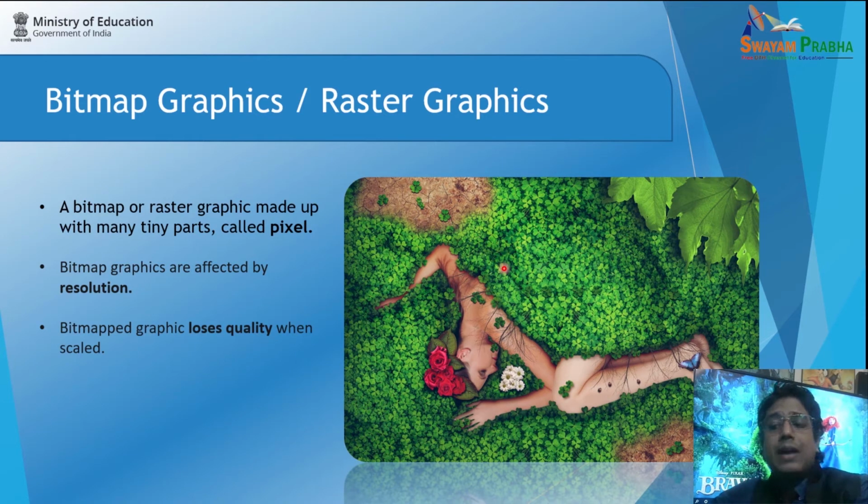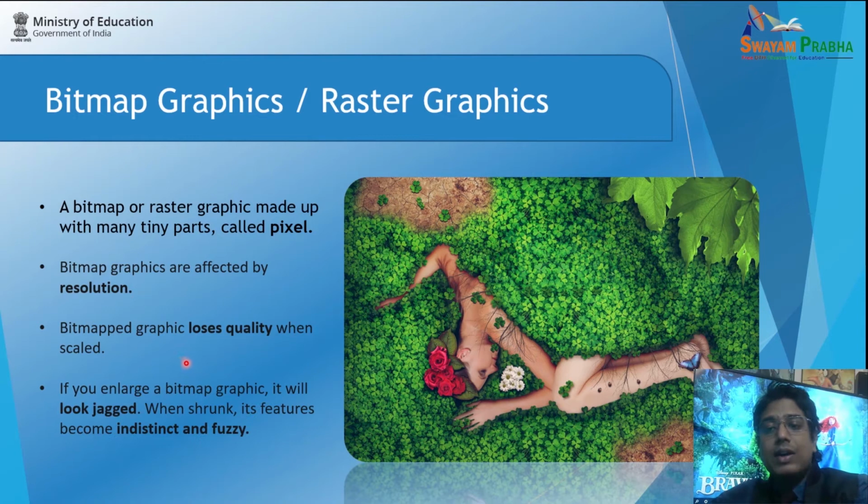Next, bitmap graphics lose quality when scaled. Like I discussed earlier, whenever we zoom into bitmap graphics, definitely it is going to be pixelated. The same thing is here: bitmap graphics lose quality when scaled. Next, when you enlarge bitmap graphics, they look jagged. They look totally disturbed. When shrunk, they become indistinct and fuzzy also, right? So these are some problems whenever you are working with bitmap graphics.